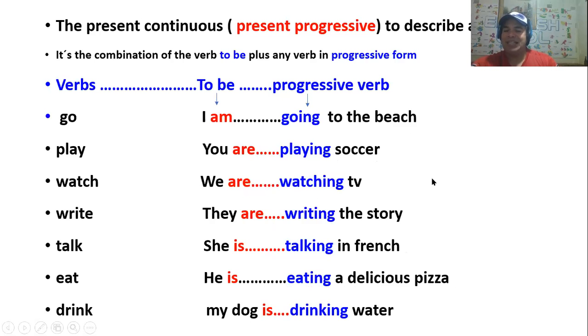So the translation in Spanish is, yo estoy yendo a la playa. You are playing soccer. Tú estás jugando fútbol. We are watching TV. Nosotros estamos viendo televisión. And so on. Continue with the same meaning of the verb to be plus the progressive verb. So that's the way that we create this structure, combining the verb to be plus any verb in progressive form.